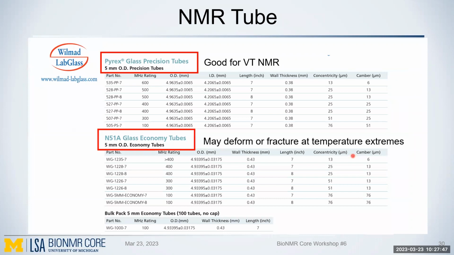And the second consideration is the NMR tube. We don't want to use those cheap economy NMR tubes. Instead, you want to use higher quality precision NMR tubes. So I'm using Wilmad Lab Glass tubes as an example. You want to choose those precision tubes, and also you want to look at the field allowed by those tubes. So for our 600 and 800 megahertz NMR, you want to choose those 535-PP-7 NMR tubes for your variable temperature NMR experiments. Those economy tubes are cheaper, but they may deform or fracture at temperature extremes. So they are not recommended for VT NMR.